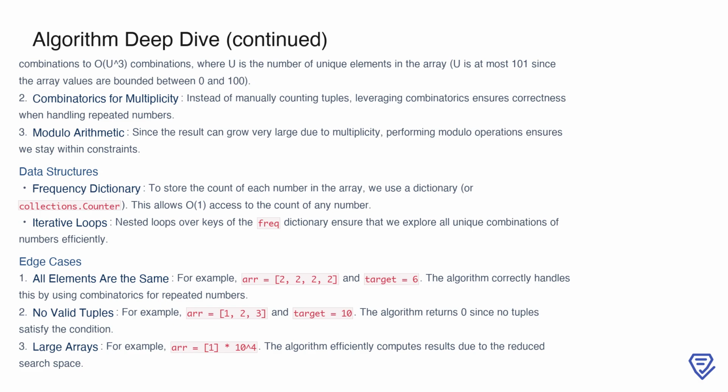Using combinatorics to handle multiplicity ensures that repeated numbers are correctly accounted for without introducing unnecessary complexity. Additionally, modulo arithmetic is used to keep the results manageable, preventing overflow when working with large inputs. The algorithm also gracefully handles edge cases, such as when all elements in the array are the same, when no tuples satisfy the condition, or when the array is extremely large. For instance, in an array like [2, 2, 2, 2] with a target of 6, the approach correctly calculates the number of valid tuples. Similarly, if no valid tuples exist, the algorithm efficiently returns 0.